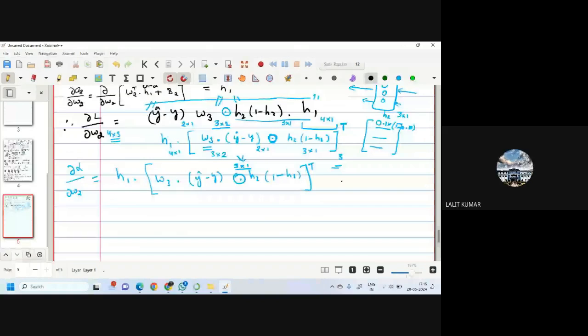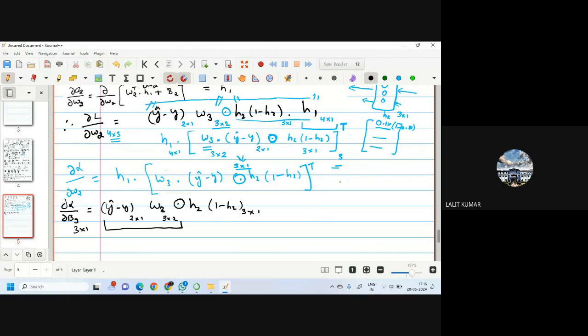Okay, so we'll go to the Y system now to understand, again in the same way. del L by del B3 is equal to y hat minus y, W3, H2 and 1 minus H2. These three terms are there. B3 size is 3 into 1. This size is 2 into 1. W3 size is 3 into 2. And this we have to multiply to get 3 into 1. So this size has to become 3 into 1.